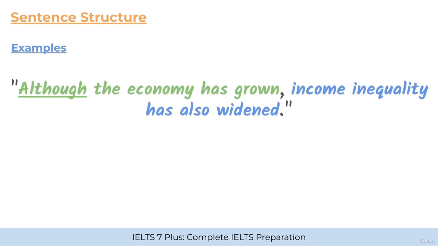Although the economy has grown, income inequality has also widened. Okay, so you can see the blue here can stand alone, but we've added this dependent clause at the beginning with the subordinating conjunction although to introduce the sentence. So I think this is really important because complex and compound sentences can cause confusion, and I understand it's tricky to get our heads around it sometimes.